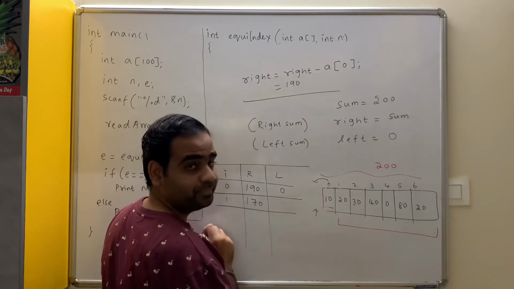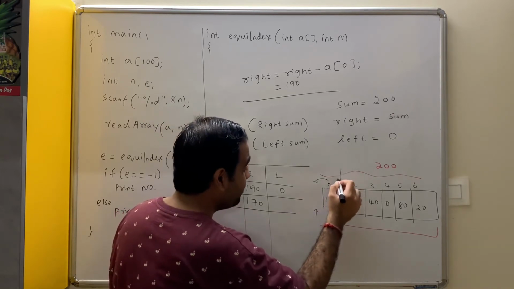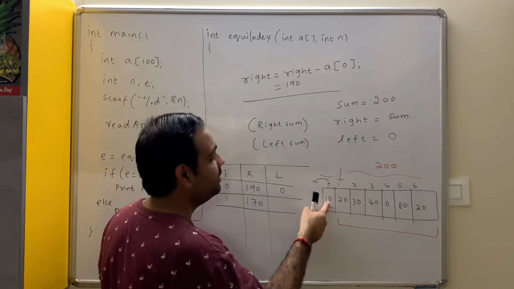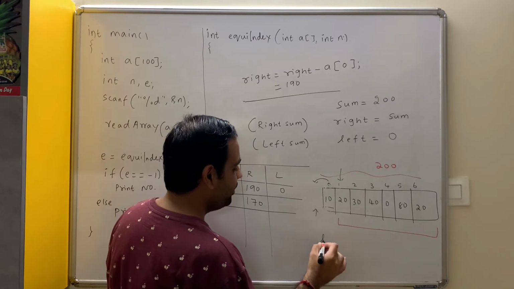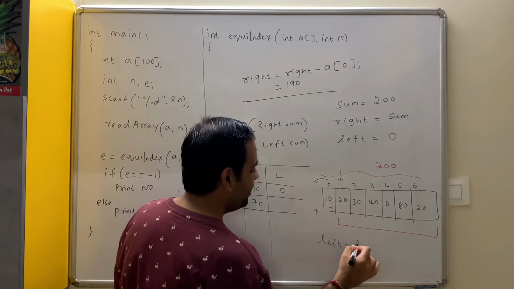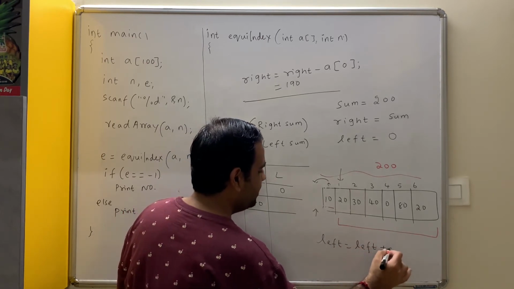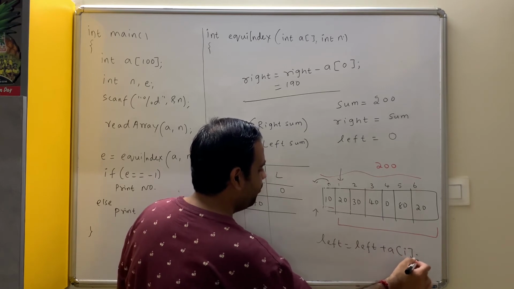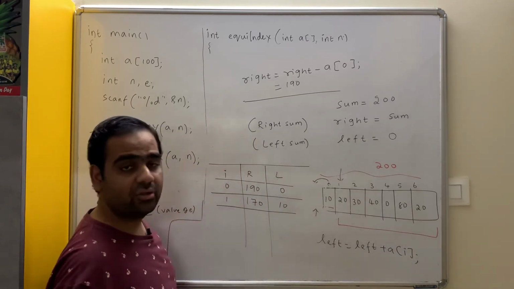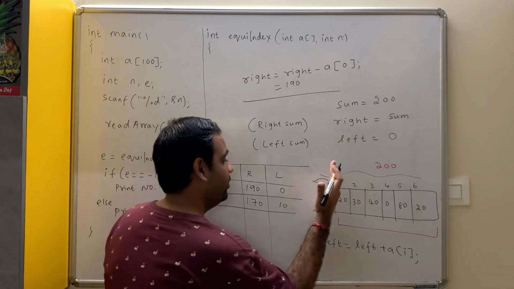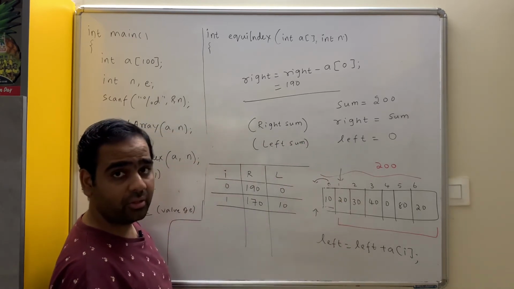170. And what is the LHS sum till this point of time? It is 10. And how do you get 10? You say left is equal to left plus a of I. It is 10. Is 170 equal to 10? No. 1 is also not an equilibrium index.